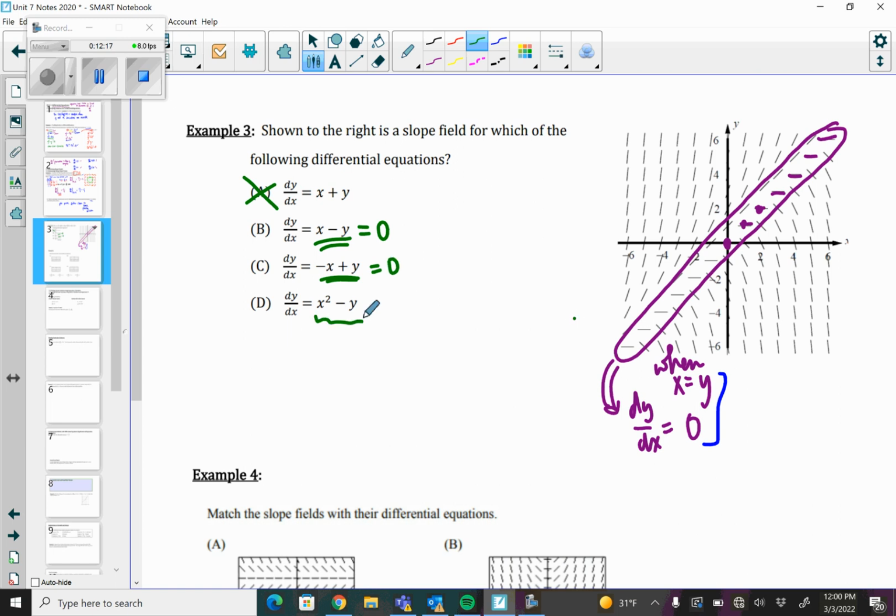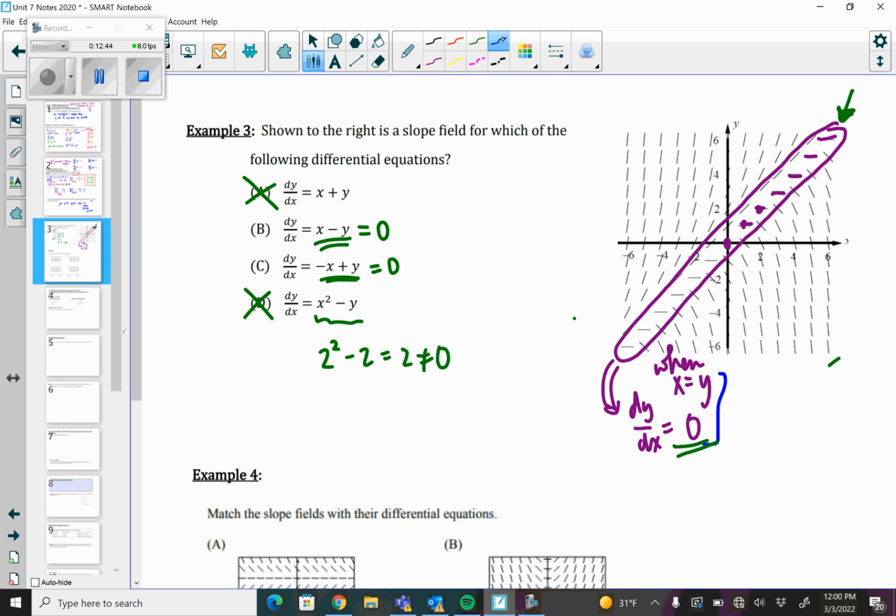And this one, not really going to work unless x were 1 and only 1. For example, if I check the point (2, 2), 2 squared is 4, 4 minus 2 is 2, that's not equal to 0, and we know the slope has to be 0 when x and y are the same. So I can cancel out A and D just by looking at this part of our graph.